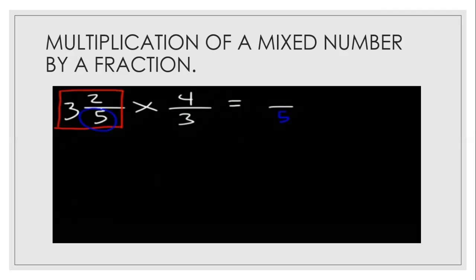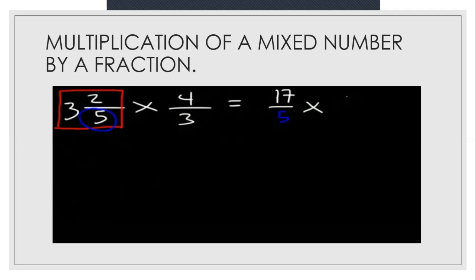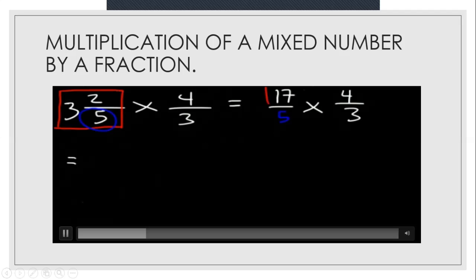And then I need to multiply 3 and 5, which will give me 15. And then I'm going to add 2 to it. 15 plus 2 is 17. So I'm multiplying 17 over 5 by 4 over 3. So I need to multiply across.